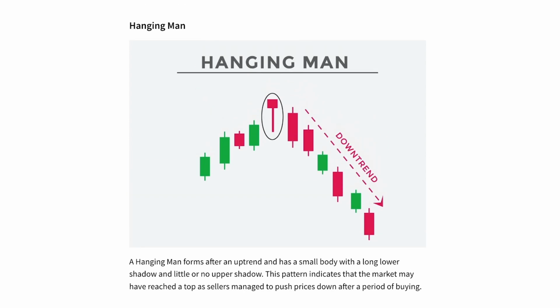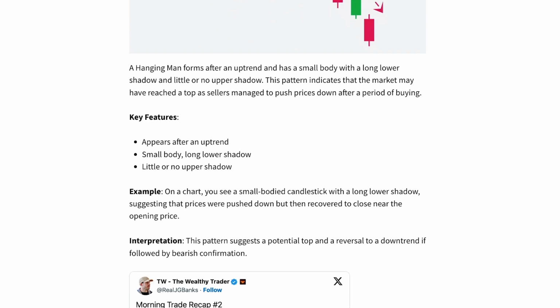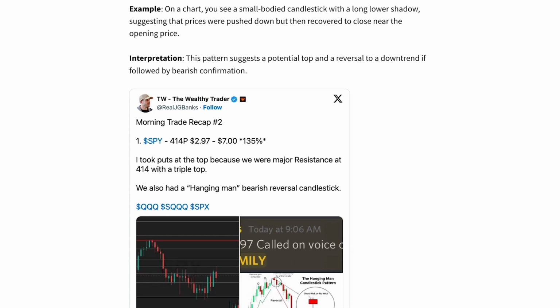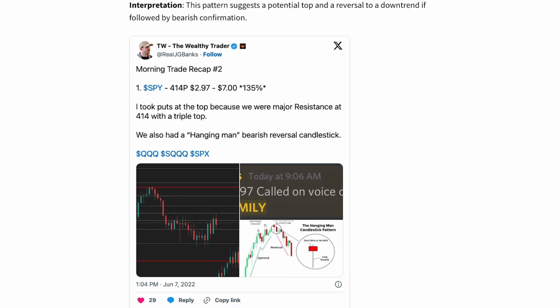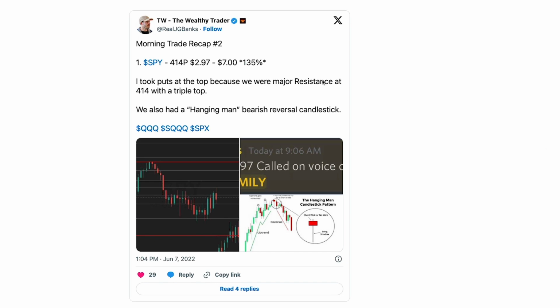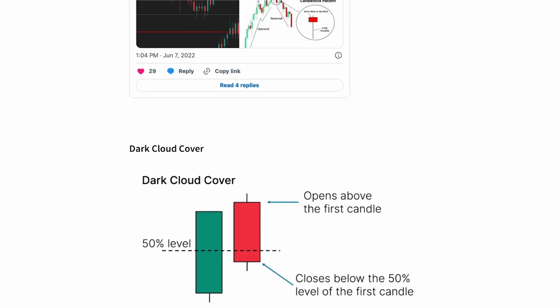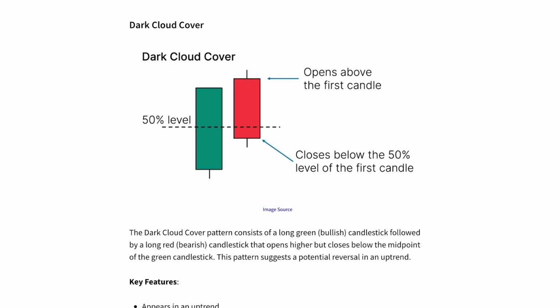It sort of just looks like that particular graphic, and it's basically suggesting a top or reversal to the downtrend if followed by a bearish confirmation. And here we've got another post on X demonstrating this. So that's Hanging Man. That's another bearish candlestick pattern.